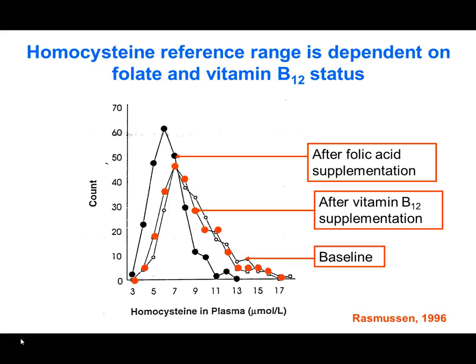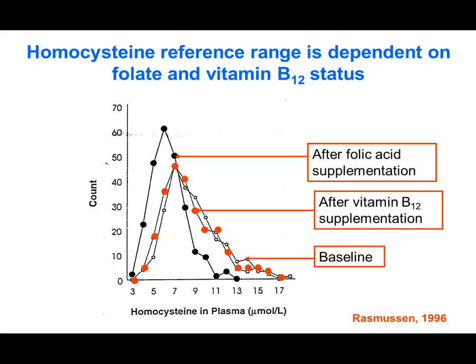It should also be noted that reference values, for example in this example for homocysteine, are dependent sometimes on nutritional status. Homocysteine is a risk factor for cardiovascular disease, but the metabolism of homocysteine depends on folate and vitamin B12, but also vitamin B6.